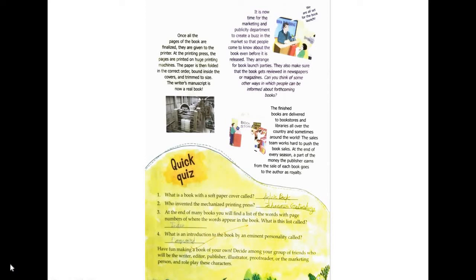The pages are then folded in the correct order, bound inside the covers and trimmed to size. The writer's manuscript is now a real book. Now they print it, they fold it, they bind the book, they cut and make sure that it is of equal size, and the book is ready. Now the manuscript which was given by the author is ready as a book.